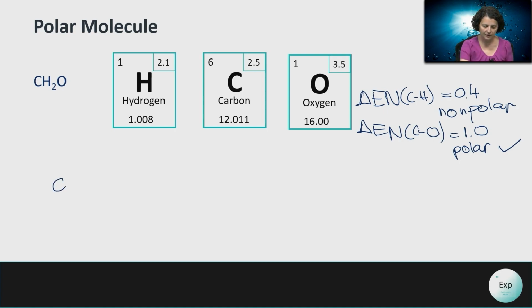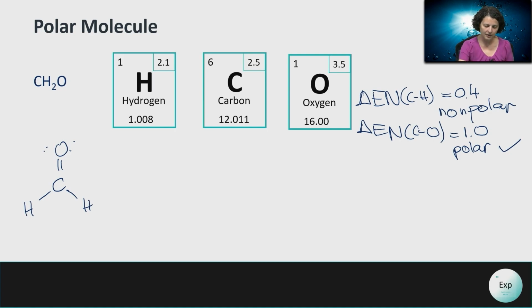Next, we look at the Lewis structure. And here we have carbon attached to the two hydrogens via a single bond and to the oxygen via a double bond. Now, in this case, the two geometries are exactly the same. Both are trigonal planar. However, one bond is different from the other two.